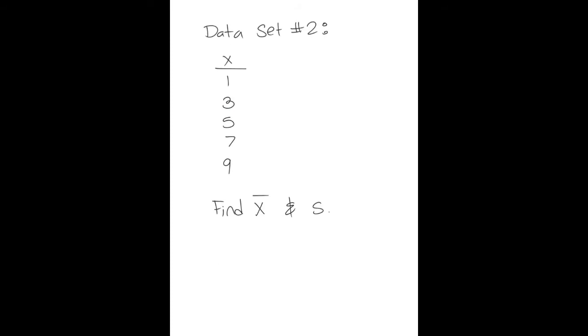So here's our second data set. We have 1, 3, 5, 7, 9. First, let's start off by finding the mean. So to find x bar, we do 1 plus 3 plus 5 plus 7 plus 9 divided by 5. And the mean is equal to 5.